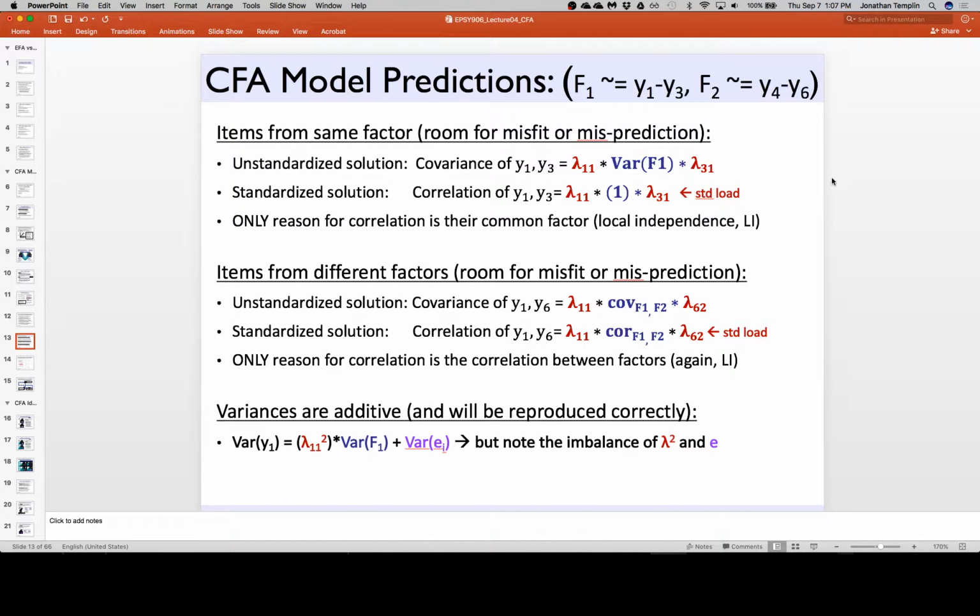If we say that y1 and y3 have an additional term, their errors are correlated together, that actually becomes a model parameter that adds to this. And when we say they're correlated, then we perfectly predict the covariance, which is sort of cheating.